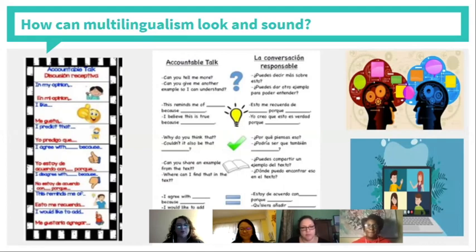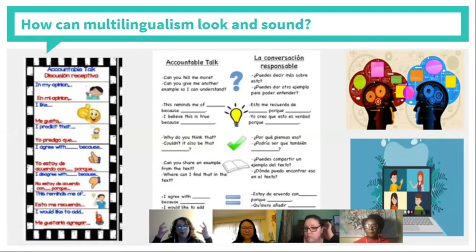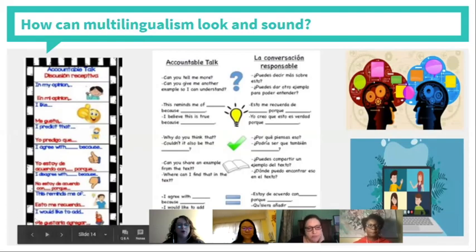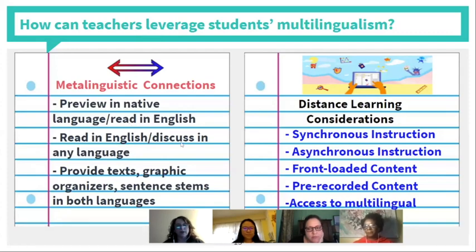Maybe some of you heard her speak at the conference, and this is aligned with her theories that it's not about naming English, Spanish, and it's about building comprehension and letting the students use all of their languages. So again, this is sort of a review of how I do it. Sometimes you preview in the native language, read in English, discuss in any language, provide the organizers and sentence stems in both languages.